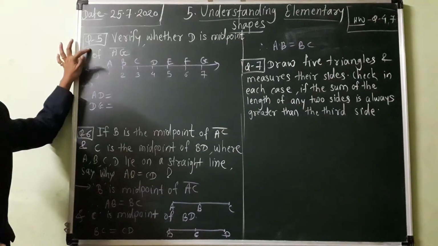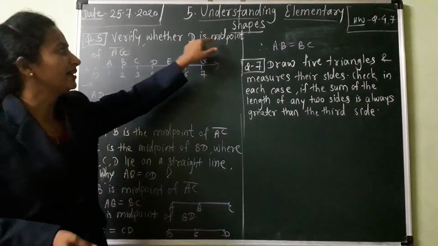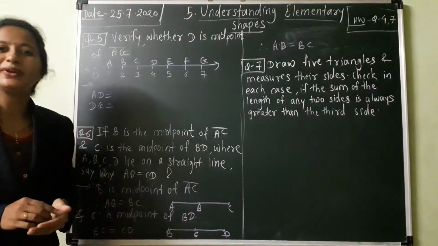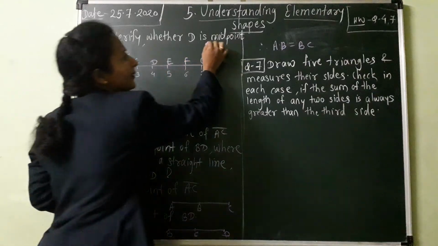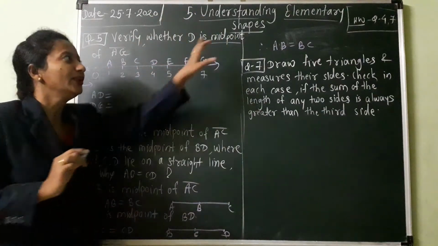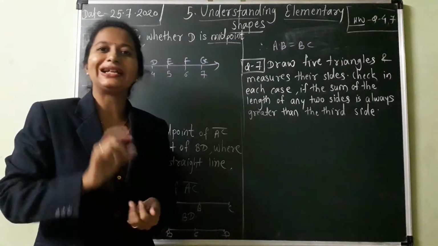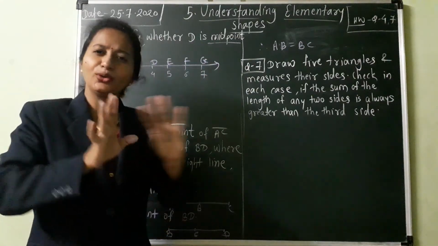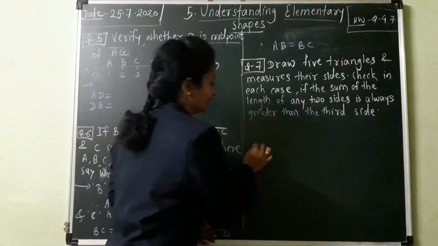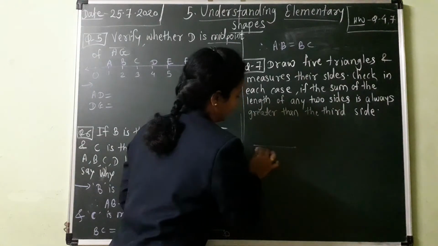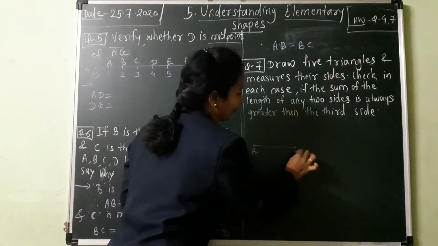Okay. Question number 5. Verify whether D is the midpoint of AG. So midpoint, this is new for you. Midpoint means the point which divides that line segment into two equal parts. Suppose this is the line segment AB.